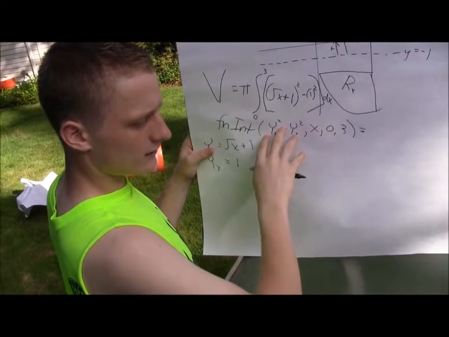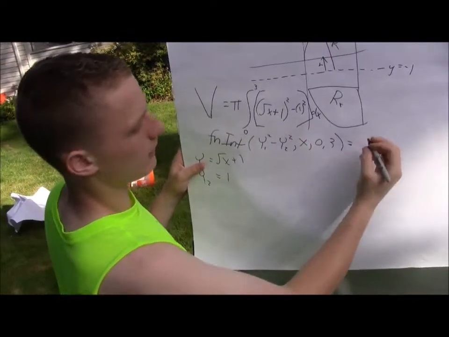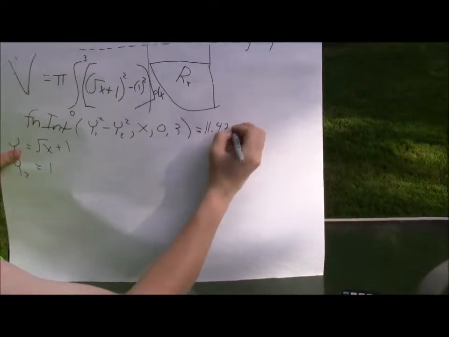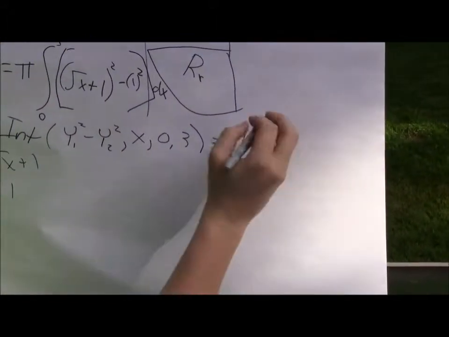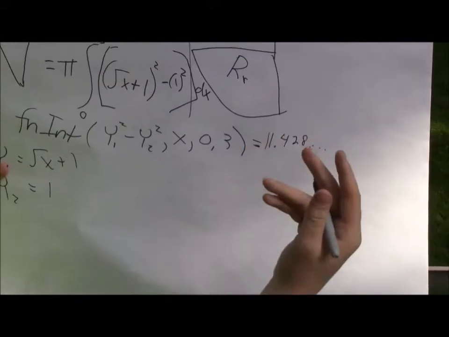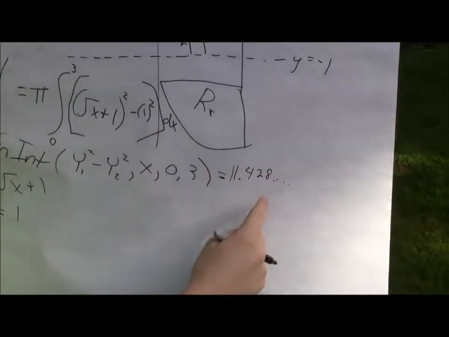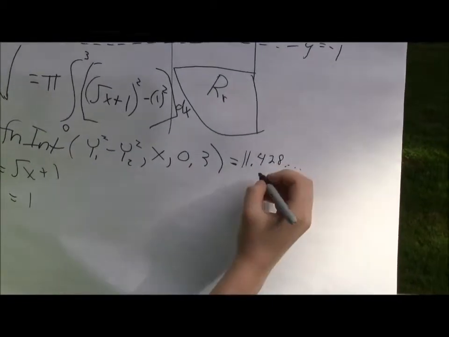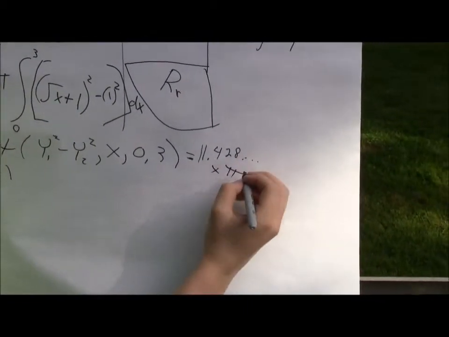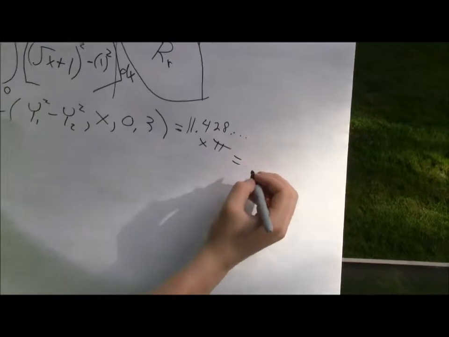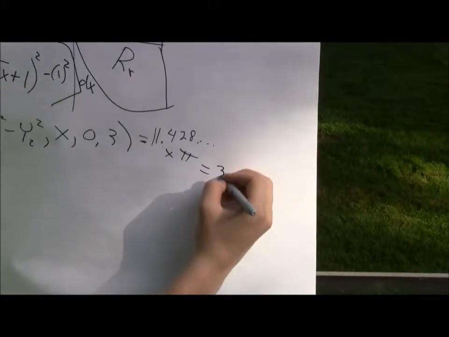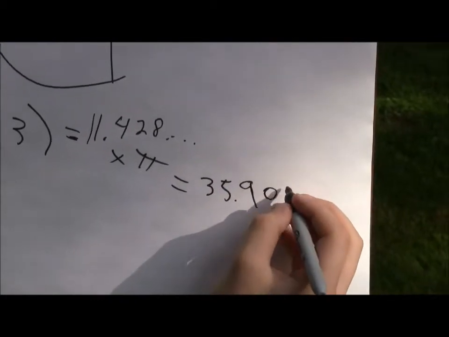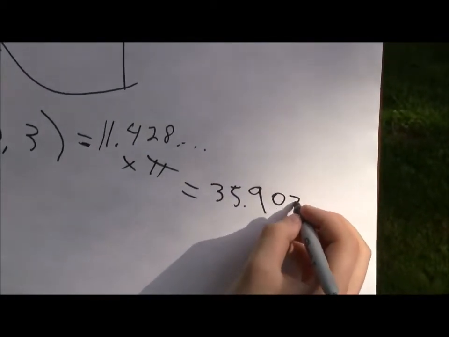When we take this and multiply this out on a calculator, you get 11.428, and it keeps going. Since that number isn't an easy number to work with, we just multiply it by pi immediately. We don't just want to throw a pi right on there. So take that number and multiply it by pi, and your new answer, your final answer, is going to be 35.903 approximately.